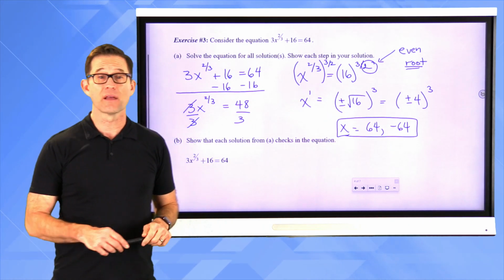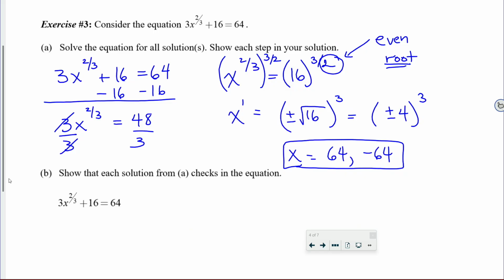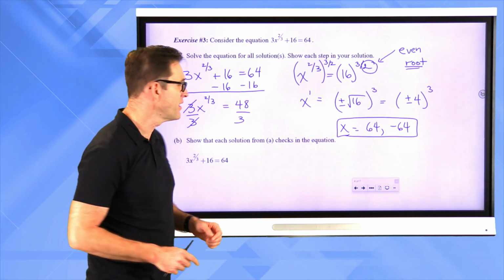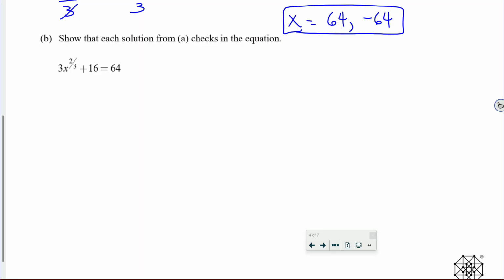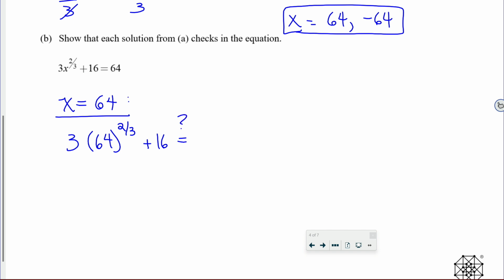And actually, let's take a look at letter B. Show that each solution from A checks in the equation. So let's check them both. Let's actually take a look at both x equals 64 and x equals negative 64. Now the one that's not too surprising, the one that you would probably get no matter what, would be x equals 64. So I'm going to have 3 times 64 to the 2/3 plus 16 equals, maybe put a little question mark, equals 64. Great.